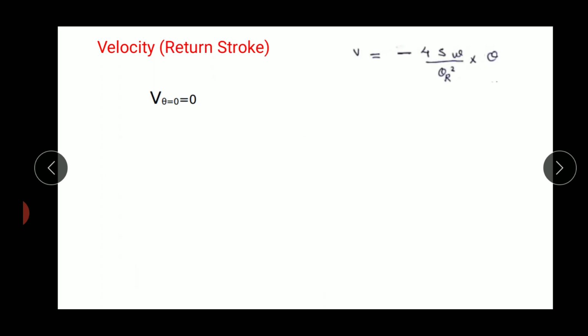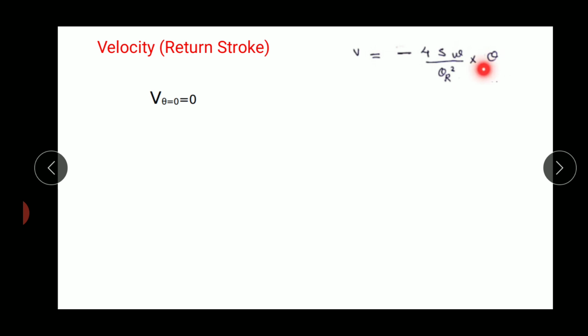Now let's go for the return stroke. During outstroke, the velocity of the follower is 4s omega upon theta O square into theta. The same formula will be there, but the only difference is that instead of theta O, we have to put theta R over here. And as we take the velocity during outstroke as positive, during the return stroke it should be taken as negative, because velocity is a vector quantity and the positive and negative signs indicate direction. As the follower is moving downward, its velocity will be considered negative. The minus sign only indicates its direction.